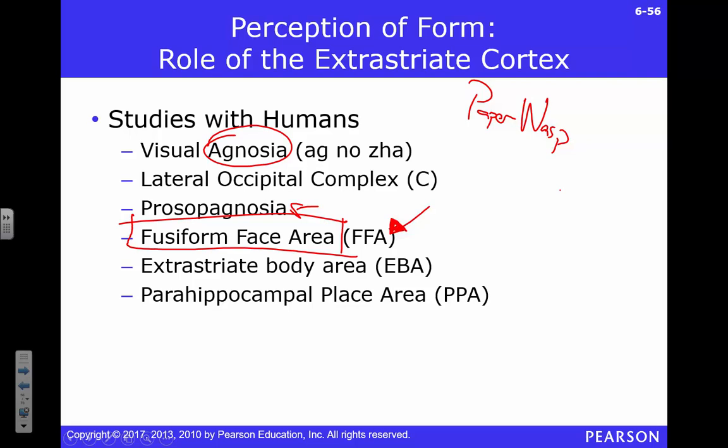But if you were to take a species that doesn't have facial recognition and show them two faces of a human, they might not be able to pull that apart, right? They might not be able to tell the difference, because they might be using something else. So that fusiform face area is important.